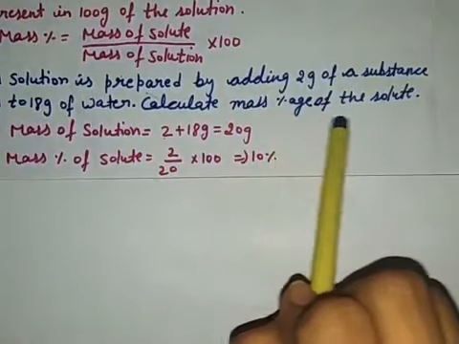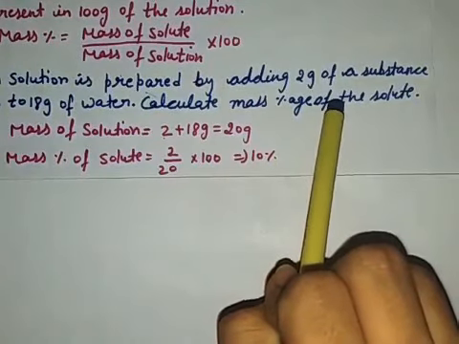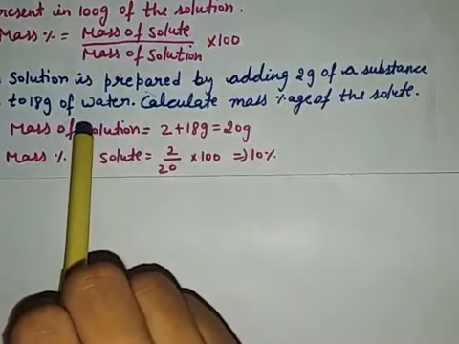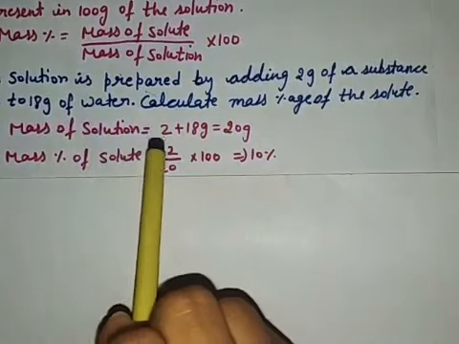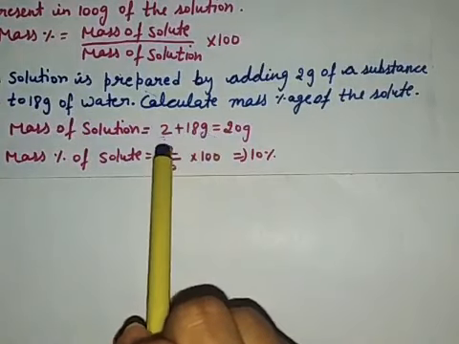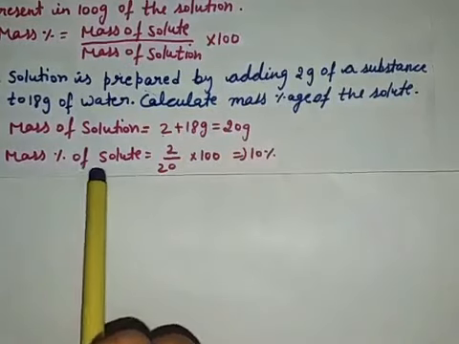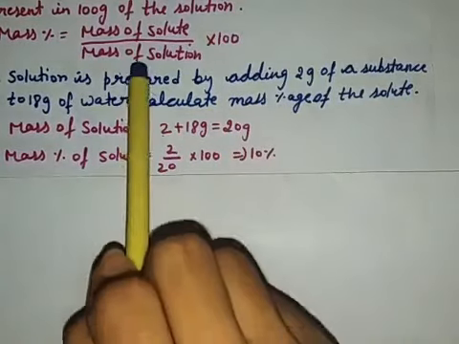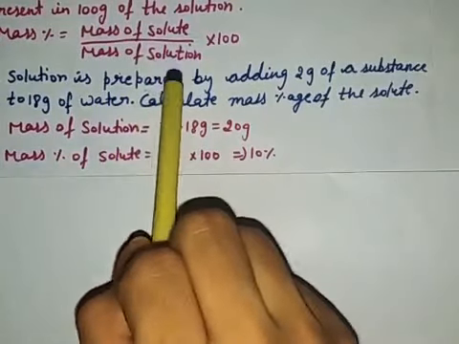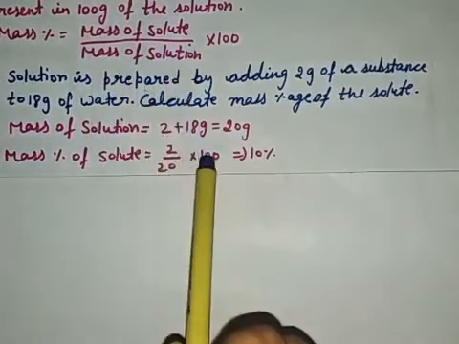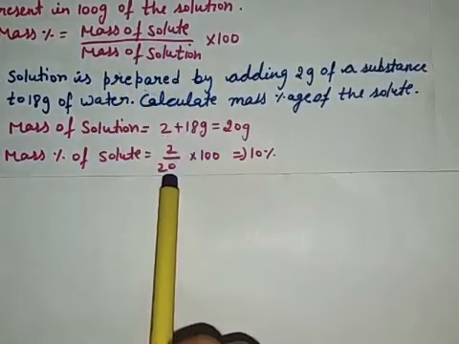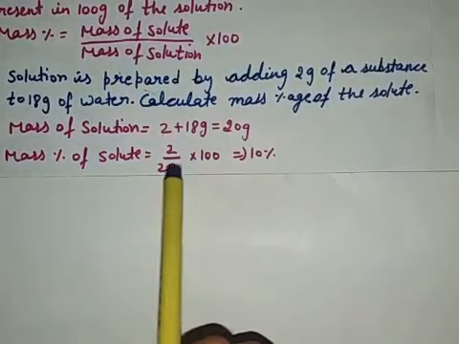So here 2 gram of substance is the solute and 18 gram of water is the solvent. So the total mass of solution is solute plus solvent. So 2 gram plus 18 gram is equal to 20 gram. Now the mass percentage of solute. The formula is mass of solute divided by mass of solution. Now the mass of solute is 2 gram and the total mass of solution is 20 gram, into 100.